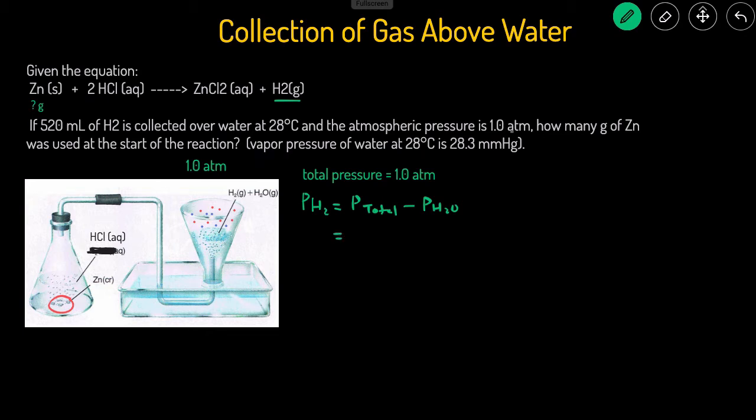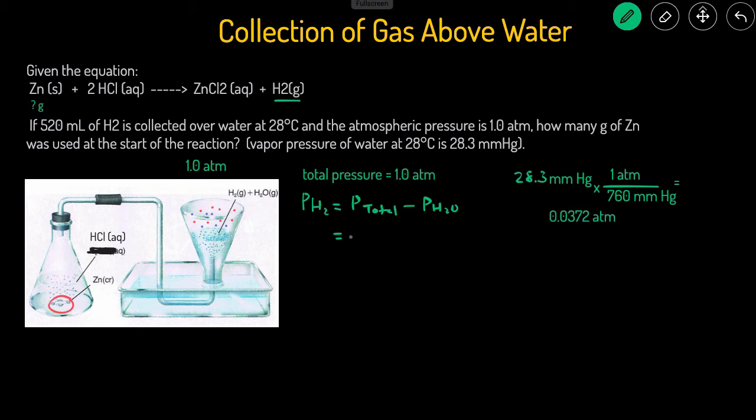Let's convert that to atm because we are given that the total pressure is 1 atm. So we'll do that on the side right here. We're going to convert the 28.3 mmHg into atm. So we'll just multiply by the conversion factor. There's 1 atm in every 760 millimeters of mercury. So we'll just do 28.3 divided by 760, and that gives us 0.0372 atm.